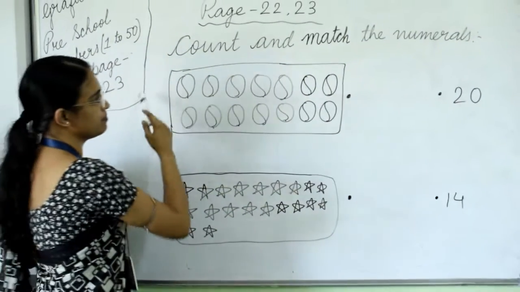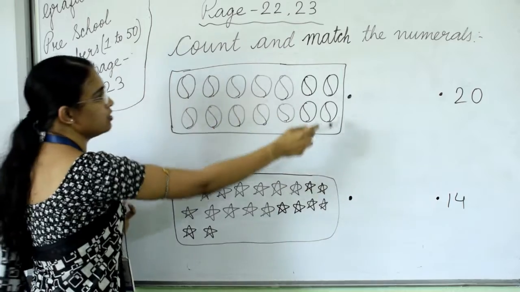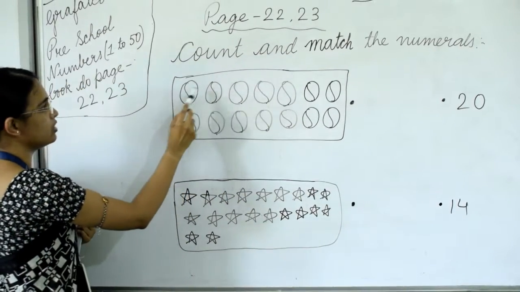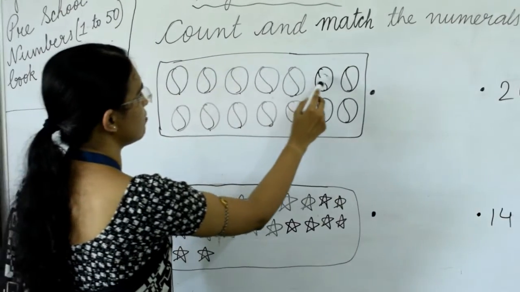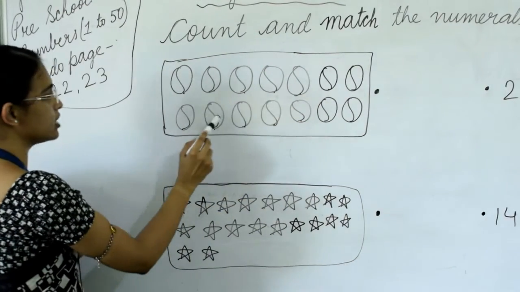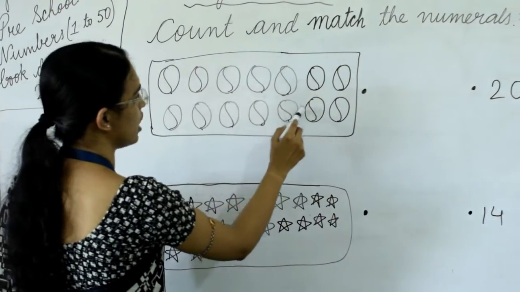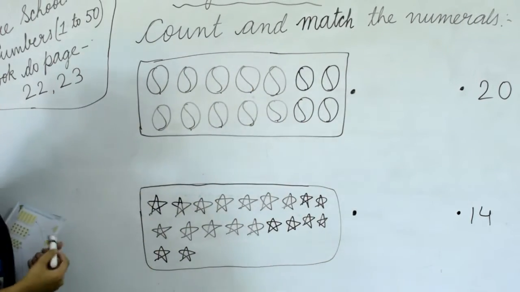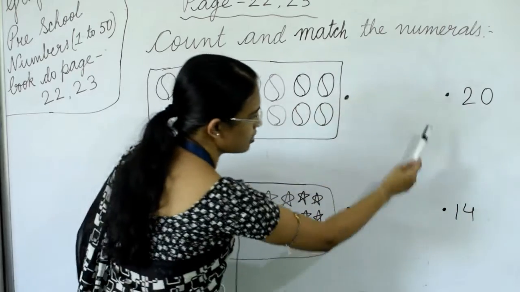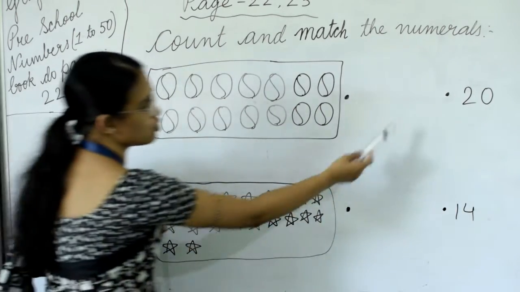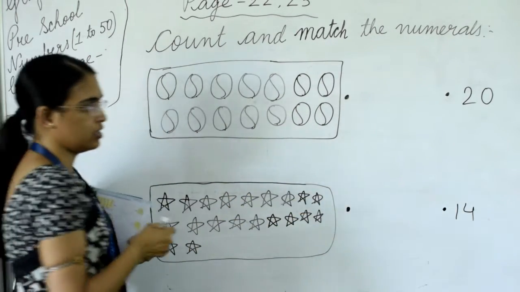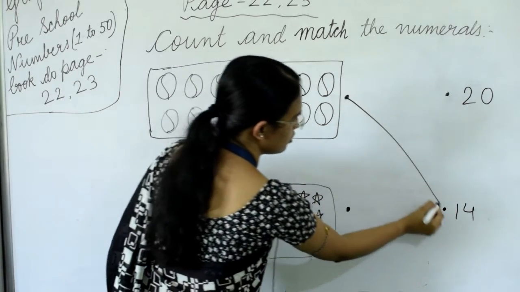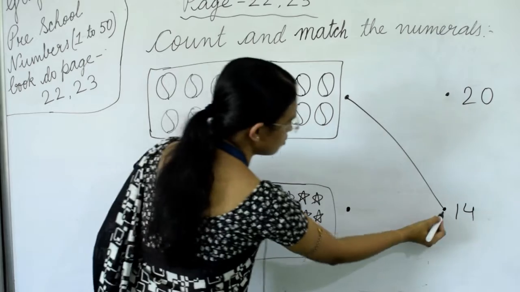Now look here, these all are balls, right? So how many balls? Let's count. 1, 2, 3, 4, 5, 6, 7, 8, 9, 10, 11, 12, 13, 14. So in this box how many balls are there? 14. So here are some numbers. So among these two numbers, which one is 14? This one. So we have to draw a line from this dot to this dot.